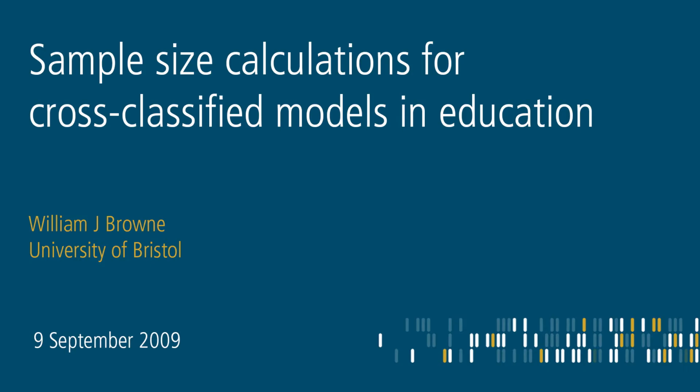Okay, so I've input all this into our software, and I'm using R in this case. Okay, and here we see the power curves you'd get for having 10 secondaries, 20 secondaries, 30 secondaries, as you increase the number of primary schools. Okay.